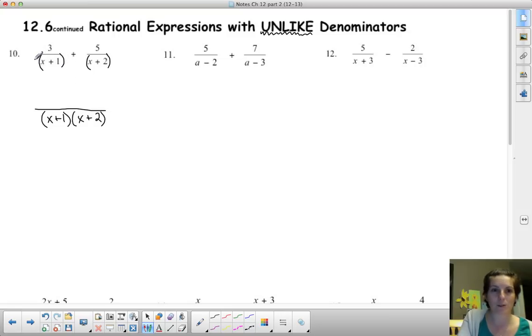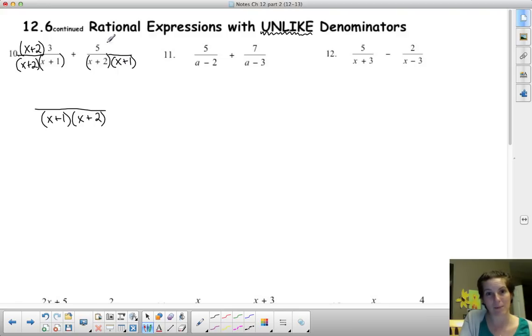Well, I need to multiply the first fraction. It needs an x plus 2 in the denominator. Remember that I can't just multiply by 1. I have to multiply both the numerator and the denominator. So I multiply the numerator also by x plus 2. The second fraction is missing x plus 1, so that it would now have the common denominator.